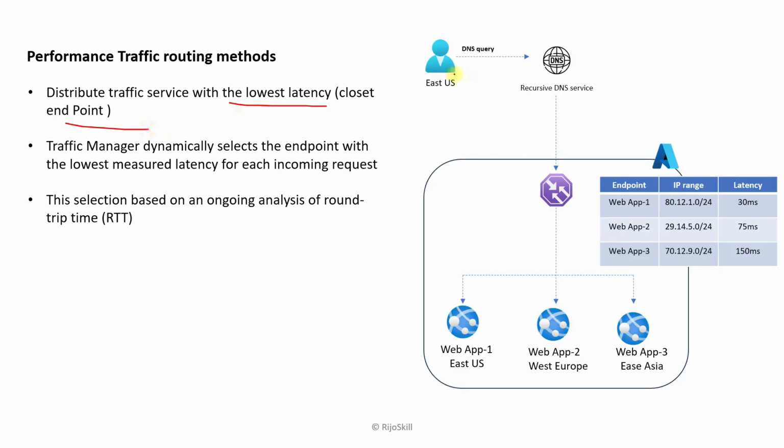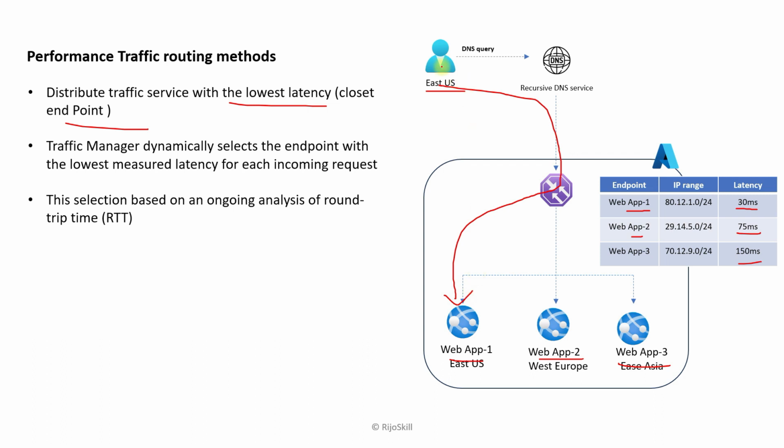So I will just explain this diagram. In this diagram you can see web app 1, web app 2, and web app 3. The user generates a DNS query from the east to the west. Traffic Manager will check the RTT, the round trip time. Here you can see web app 1 the latency is equal to 13 milliseconds. Web app 2 the latency is equal to 55 milliseconds. So normally if the user is in the US, the traffic will reach the lowest latency.